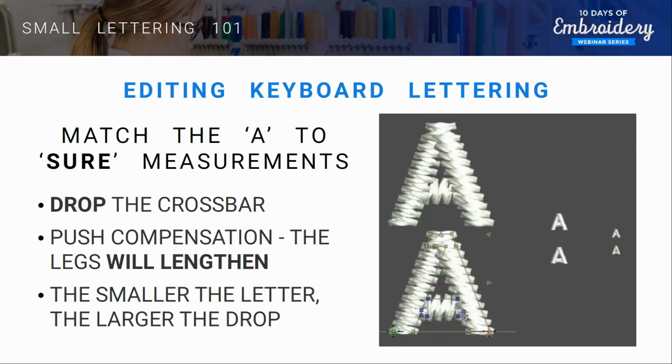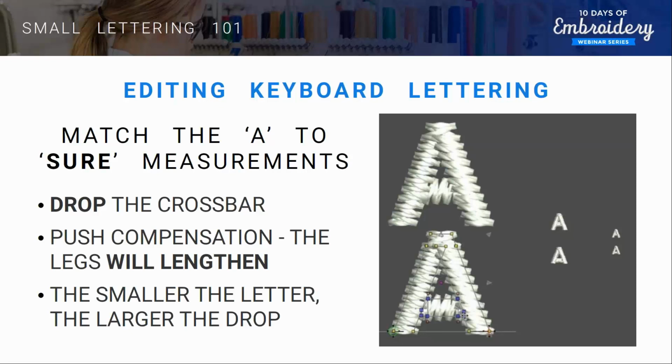One of the key letters that causes trouble when we're getting to very small sizes is the uppercase A, and I'm going to show you briefly how to match that A to those sure measurements we talked about. The first thing we always want to do is drop the crossbar.